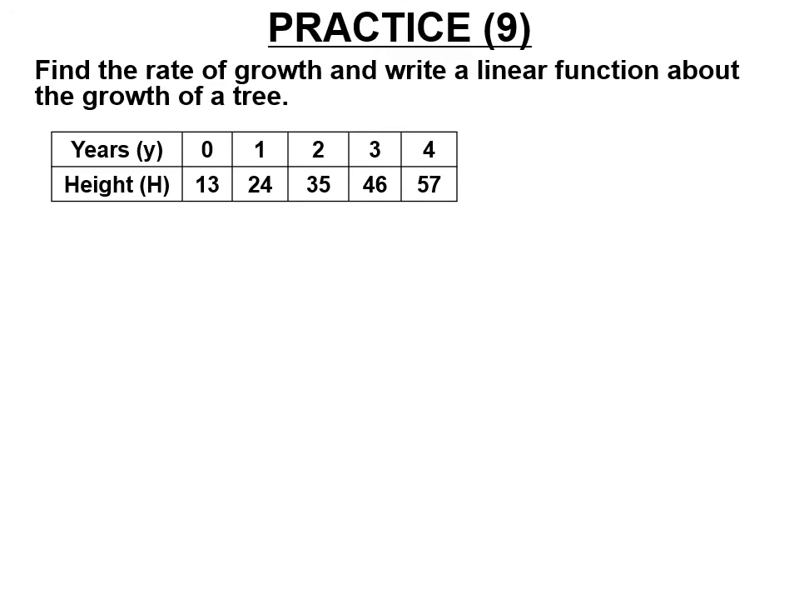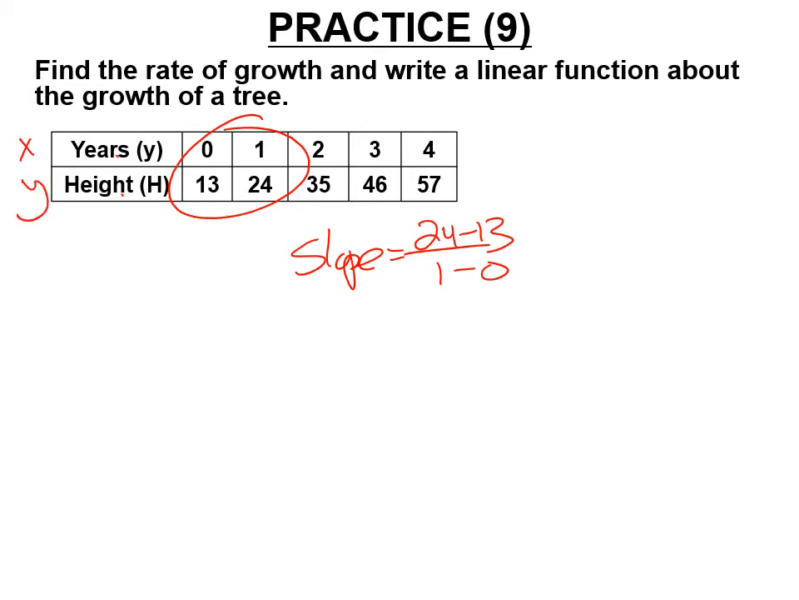All right, so you're going to find the slope. 24 minus 13 over 1 minus 0. Notice this is x and this is y, right? This is a y for years, not for the y coordinate. And so we get 11 over 1, which is 11, right? So it's growing 11, I didn't say, feet per year, but that's our slope.